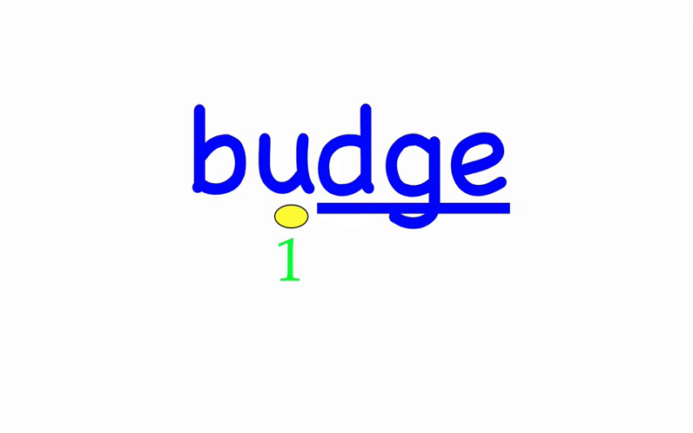Wedge. Wedge. That drove a wedge between the 2 groups. Wedge. 3 sounds. W, e, j. Wedge. Mark the word.